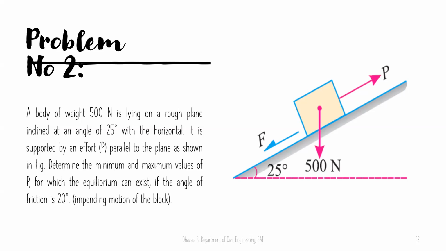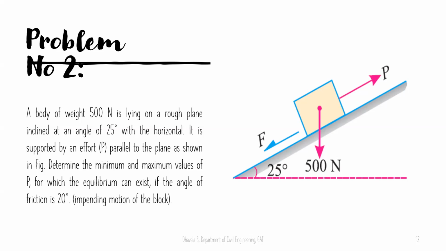Impending motion of the block is to indicate that the block is about to move. Impending means there is a movement. Now, what are we supposed to find out? Even before understanding that, let us look at the box and the data given over here. It is very clear that if there was no force P, the tendency of the block is to slide downwards.